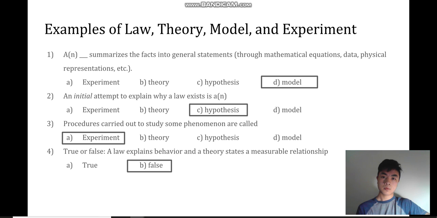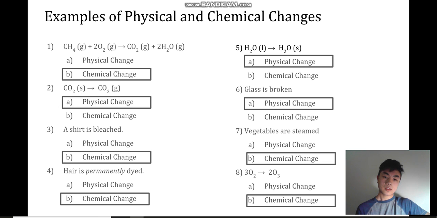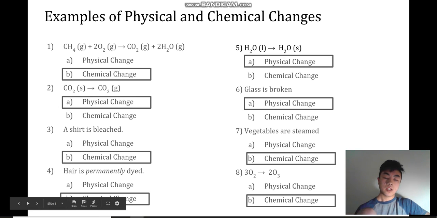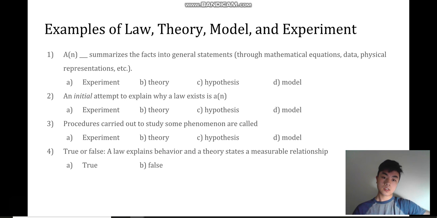And when I say a measurable relationship, I mean things like the law of conservation of mass, which states that mass cannot be created nor destroyed. Here for number 8, we have 6 O's on the reactants and we have 6 O's on the products, and so it's a measurable relationship. It must be 6 and 6 on both sides because that is just the law of conservation of mass.